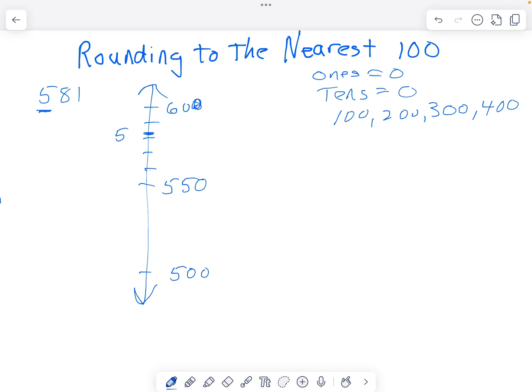as 581. And it's pretty easy to see here that it's going to round up to 600, not down to 500. So I'm going to circle those. I'm going to round up. So 581 is approximately 600 rounded to the nearest 100. Let's do another one.